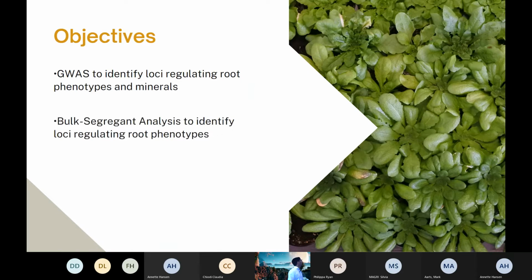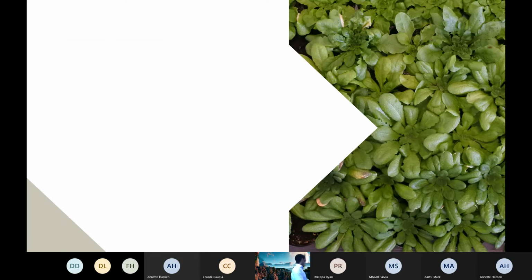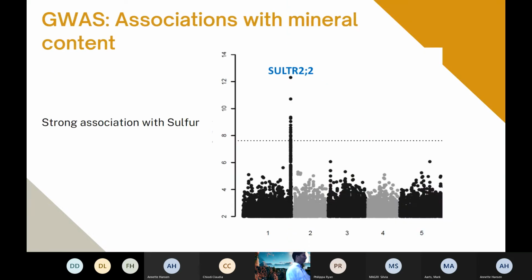So we laid out the objectives to understand in more detail what the associations are, and what the loci are that are involved in the natural adaptations of these plants. So we used a GWAS-based approach to identify the loci regulating the root phenotypes and the minerals. Similarly, we also did a bulk segregant analysis specifically on the root phenotypes, to start with the GWAS.